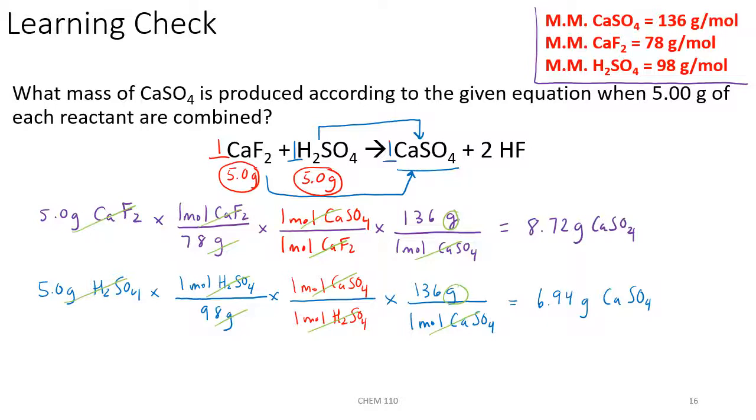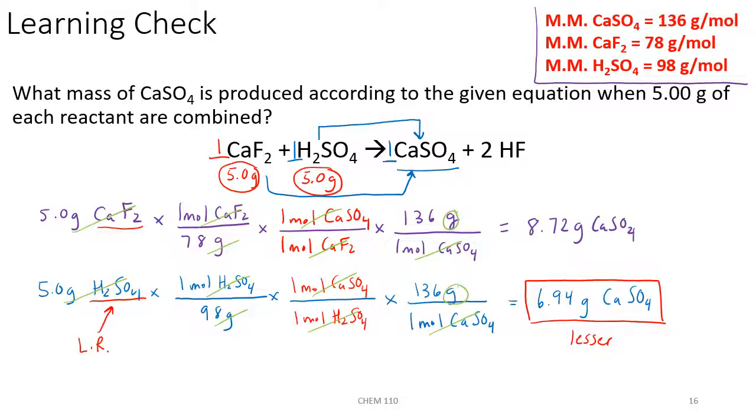The amount that forms will be the lesser of the two amounts. So we can form 6.94 grams really of our calcium sulfate product. Since that's our lesser amount, that tells us who our limiting reactant is and who our excess reactant is. The H2SO4 limited the production of product that we could form. Therefore, sulfuric acid is our limiting reactant.